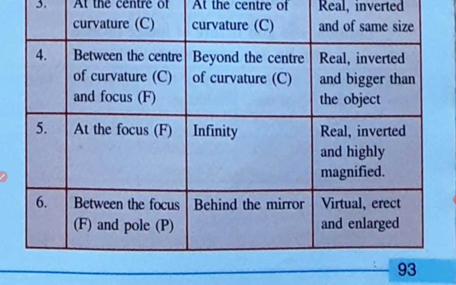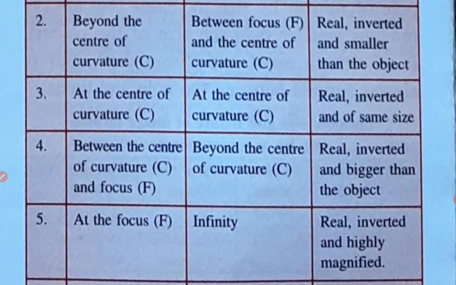Number 5, when the object was kept at the focus, the image is formed at infinity, and it is real, inverted, and highly magnified. And the last one, between the focus and the pole, it is a special one. It is found behind the mirror. It is virtual, erect, and enlarged image.